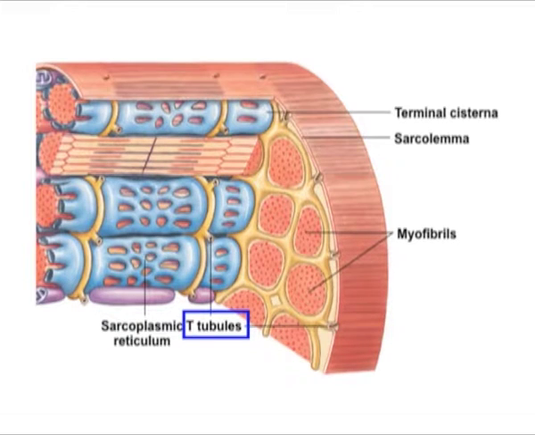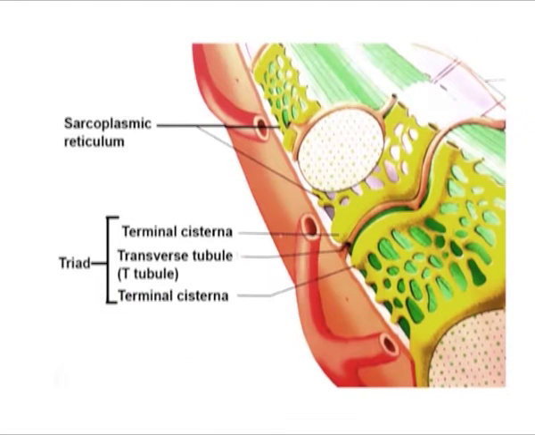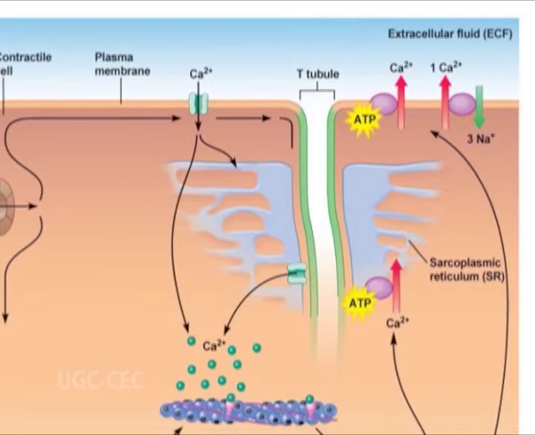T-tubules are the pathways for action potentials that signal the sarcoplasmic reticulum to release calcium, causing a muscle contraction. Together, two terminal cisternae and a transverse tubule form a triad. As a T-tubule passes each myofibril, it touches the sarcoplasmic reticulum.